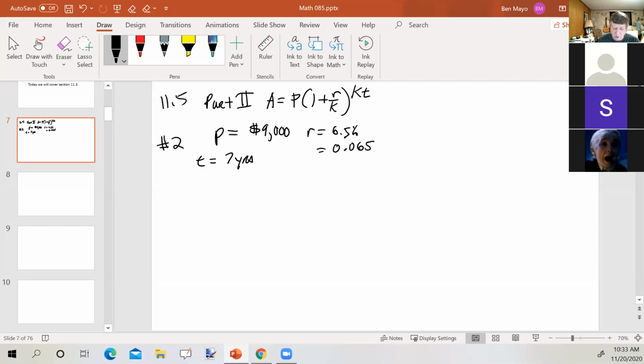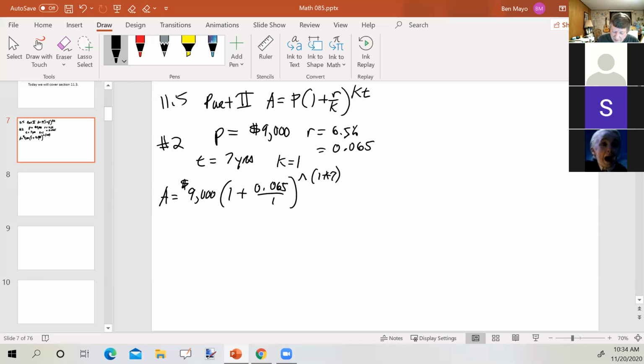Okay, so we're going to use this to calculate the final balance when it compounds annually. So that means k is 1 time per year. All right, so A equals $9,000 times the quantity 1 plus 0.065 divided by 1, all raised to the power 1 times 7.